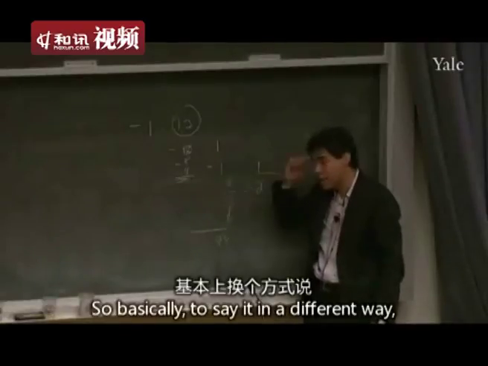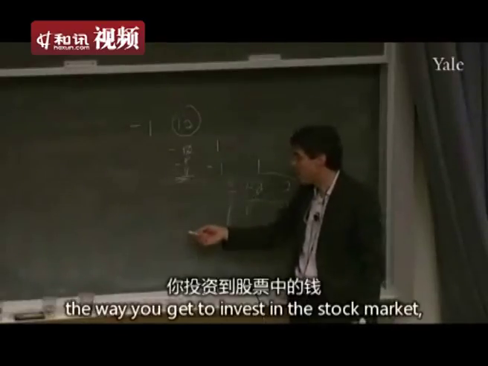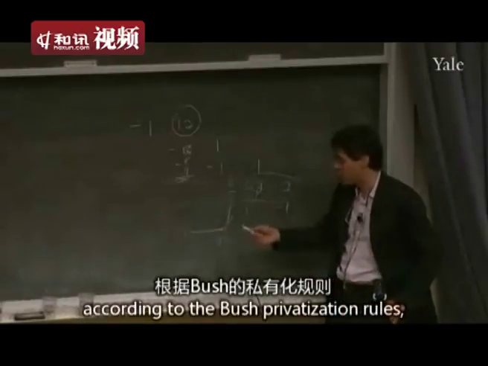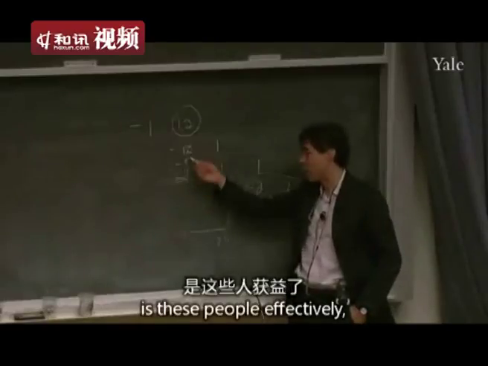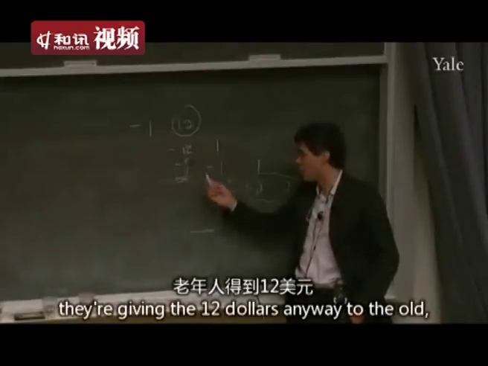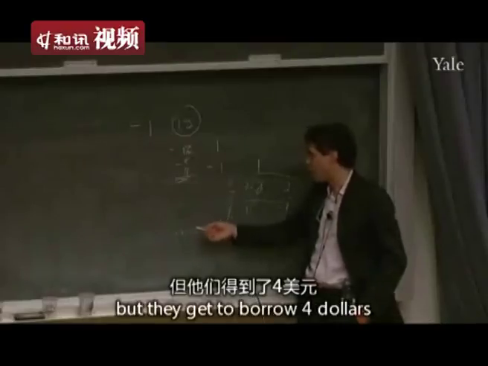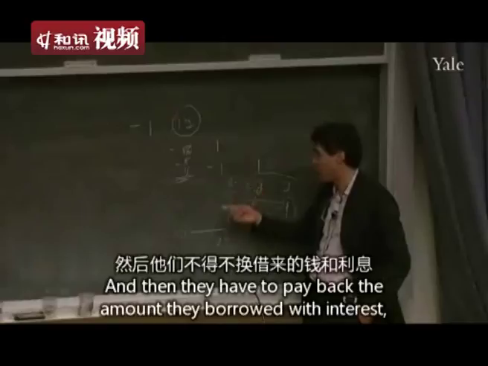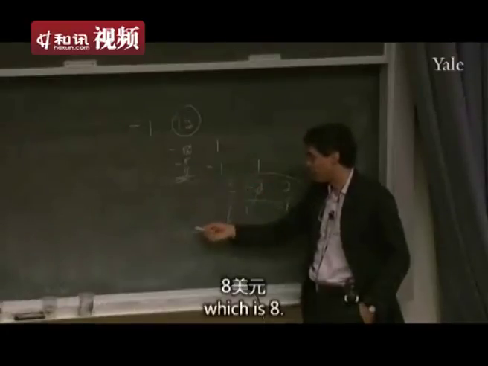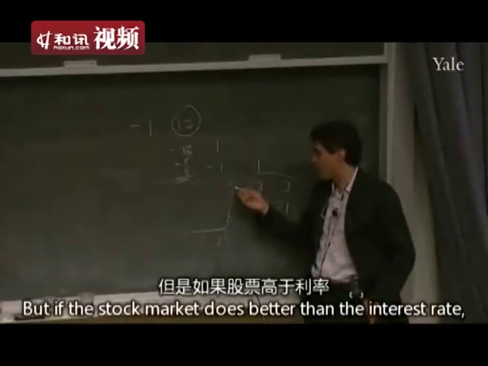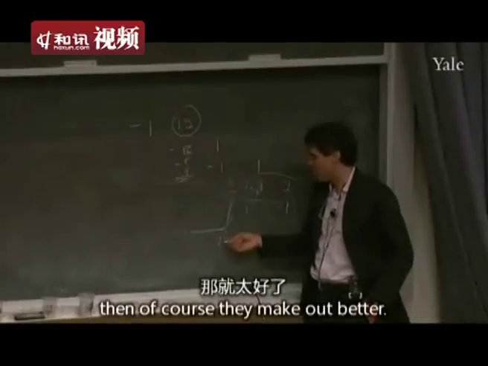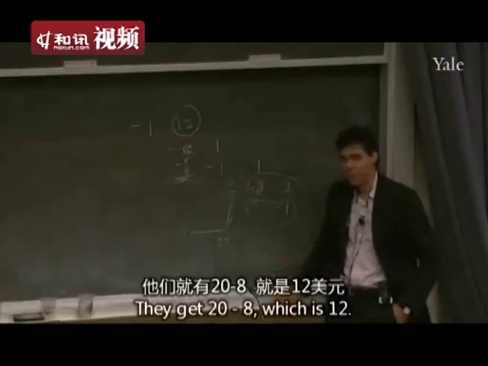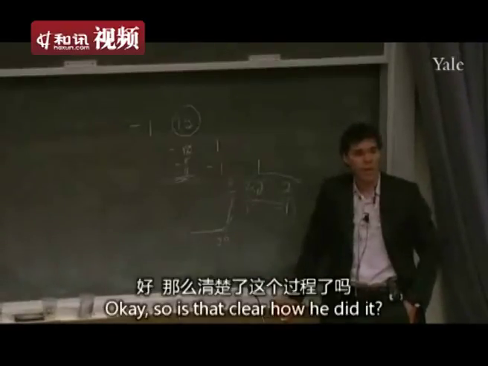So basically, to say it in a different way, the way you get to invest in the stock market, according to the Bush privatization rules, is these people effectively are giving the $12 anyway to the old, but they get to borrow $4 and put it in their private stock market account, and then they have to pay back the amount they borrowed with interest, which is 8. But if the stock market does better than the interest rate, then of course they make out better. They get 20 minus 8, which is 12.